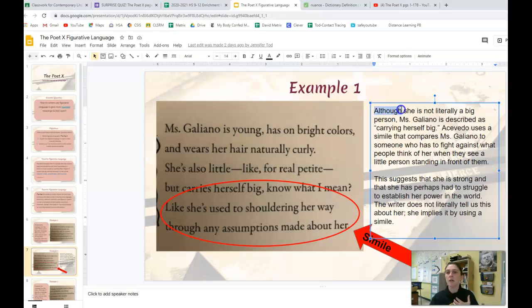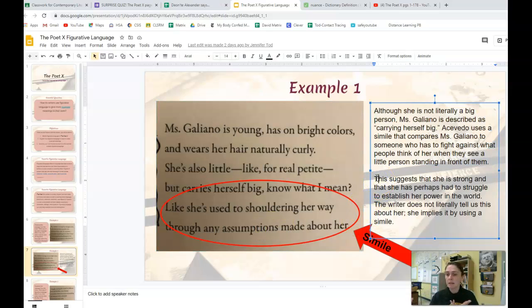Right here. Although she is not literally a big person, Ms. Galliano is described as carrying herself big. Acevedo uses a simile that compares Ms. Galliano to someone who has to fight against what people think of her when they see a little person standing in front of them. Okay, so those assumptions would be like, we assume because she's tiny, she must not be very powerful. But she fights that every day of her life.